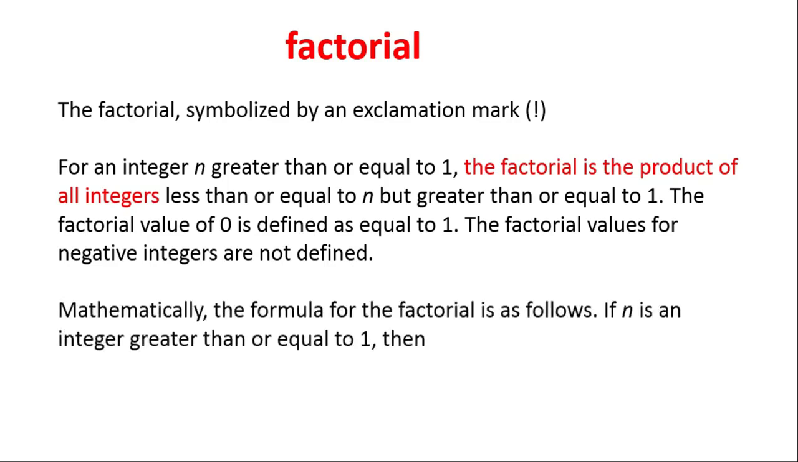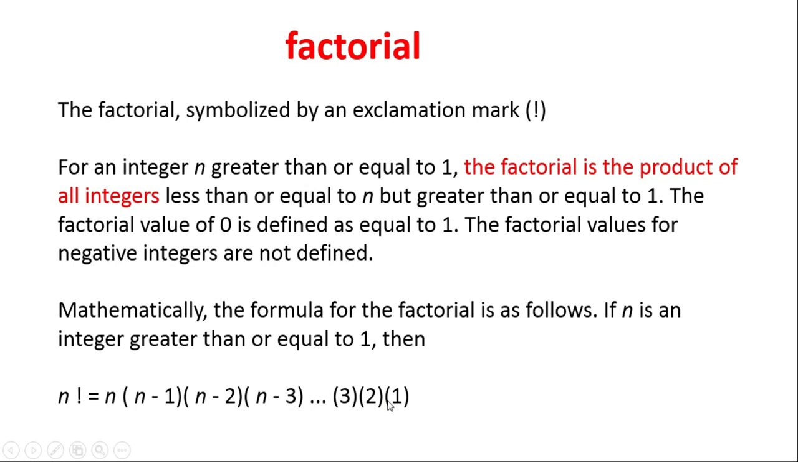Now, mathematically the formula for factorial is as follows. Let's consider n, the number for which we have to find the factorial. If n is an integer greater than or equal to 1, then n factorial is equal to n into n minus 1 into n minus 2 into n minus 3 up to 3 into 2 into 1. Suppose we have to find the factorial of 5.